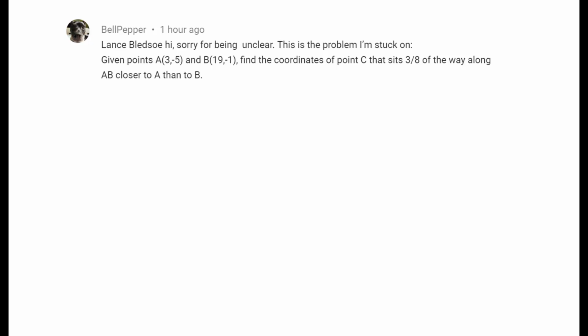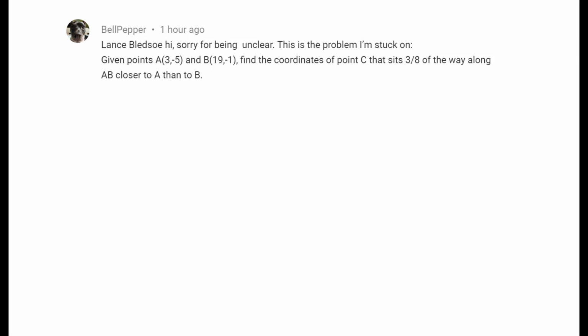Hi, this is Mr. Bledsoe, and I got a question from someone who watched my partitioning a segment video and had a question about a similar problem that they wanted some help with. So let's take a look at this problem. It says, given 2 points A and B, find the coordinates of point C that sits 3/8 of the way along AB, closer to A than to B.